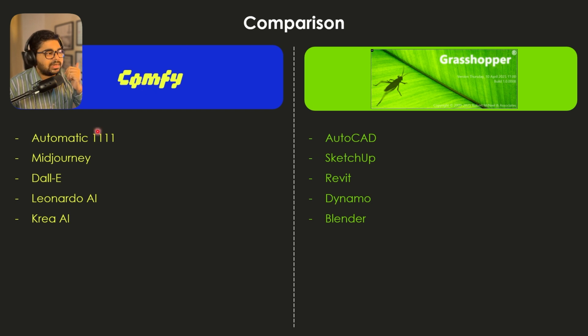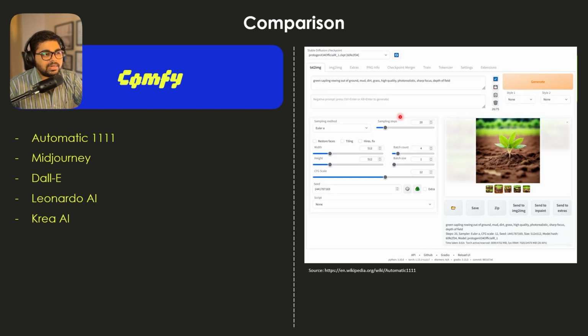For example, with Gen AI, I tested most of the Gen AI tools, like Midjourney, DALL-E, Leonardo, Krea. I also tested Automatic 1111. I don't know if you have used Automatic 1111. Automatic 1111 came before Comfy. Both work with Stable Diffusion, but Automatic 1111 looks something like this, where you add your prompt, you add the same configuration, and the customization is the same. But it was too confusing for me, with all of these toggles and buttons.